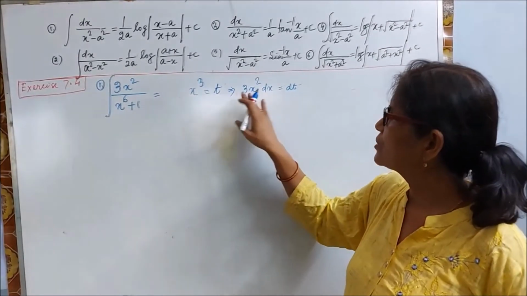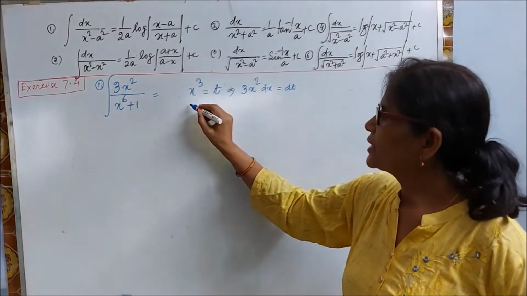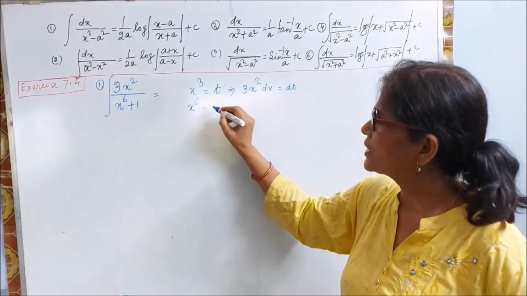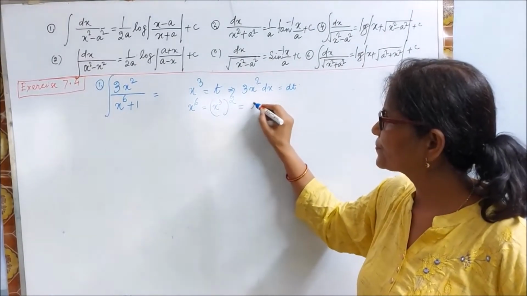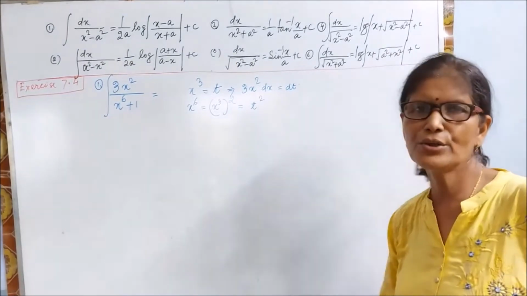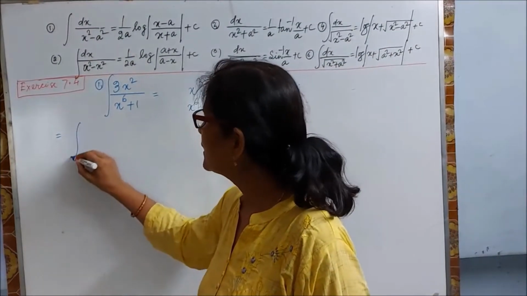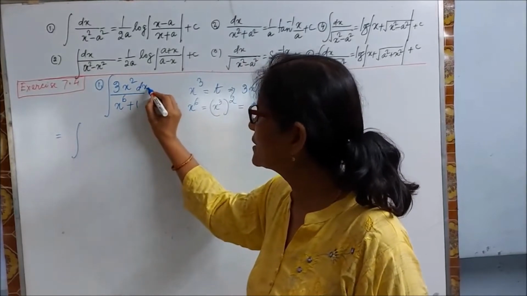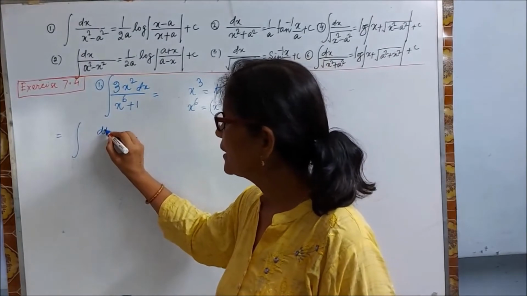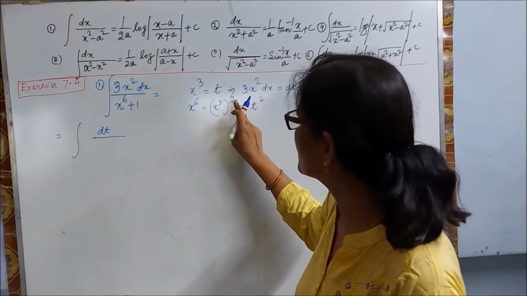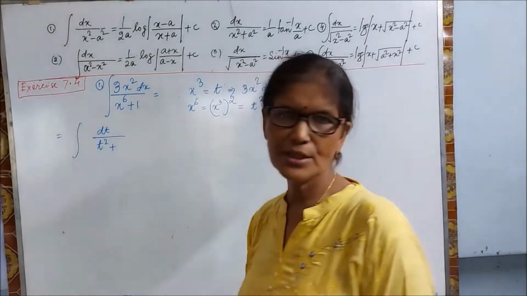Now x cube is t, so 3x square dx is equal to dt. Then what about the denominator? X to the power 6 will be x cube square, or this will be t square. So we are reducing this into special form. So what I will write? 3x square dx is equal to dt, and x to the power 6 is t square, plus 1. Plus 1 means 1 square.